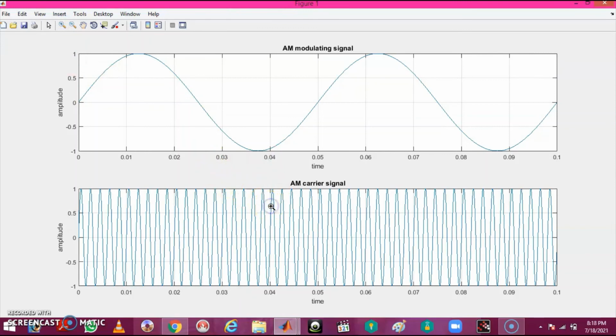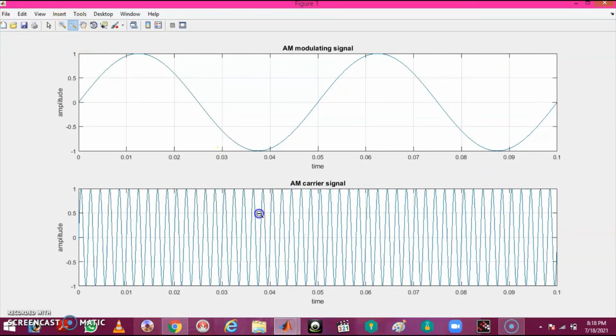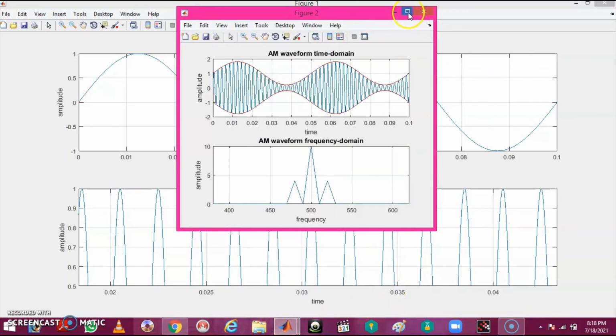So it is zooming. If you want to reduce the zoom, or if you want to zoom in, you can use this. You will zoom and you can visualize. Next we are going for picture 2. In picture 2 we are maximizing this.